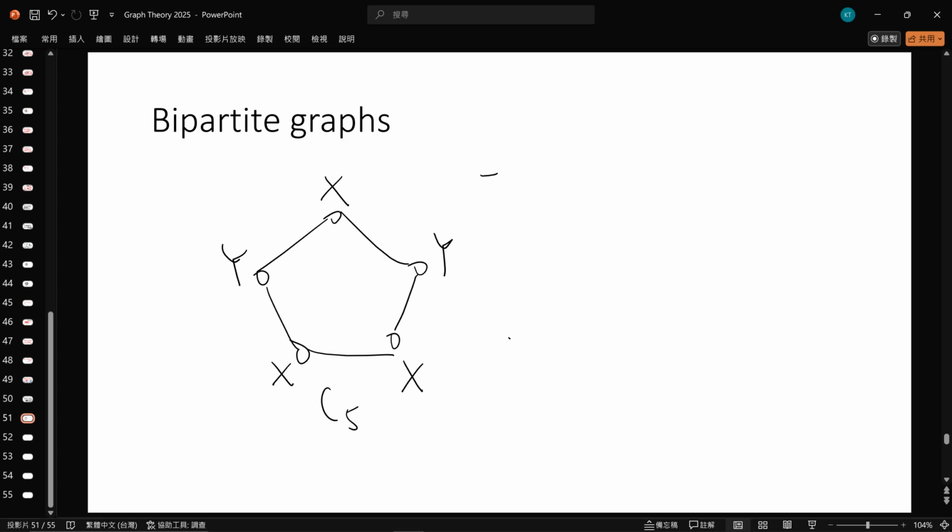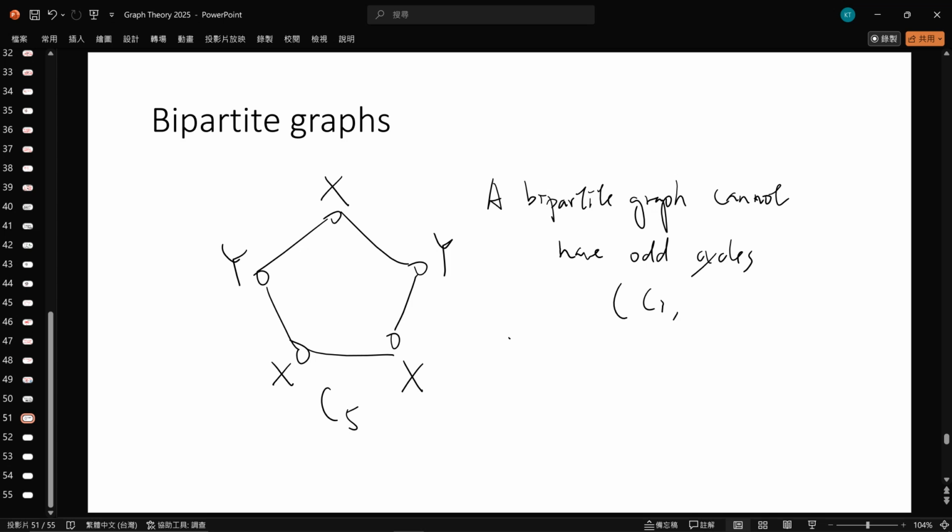So a bipartite graph cannot have odd cycles. For example, C3, C5, C7, and so on. Okay?